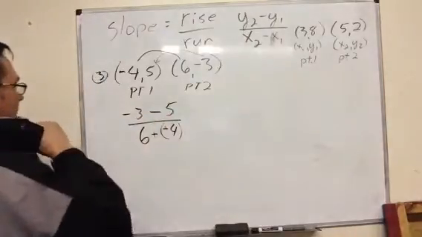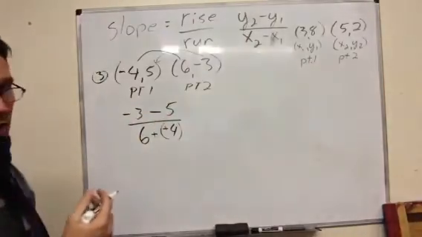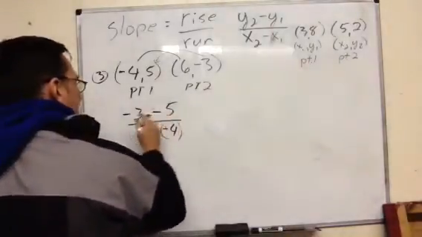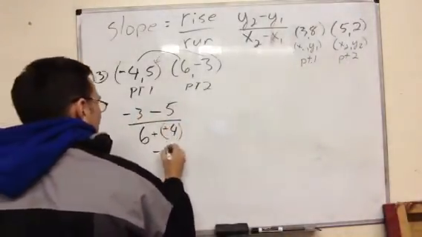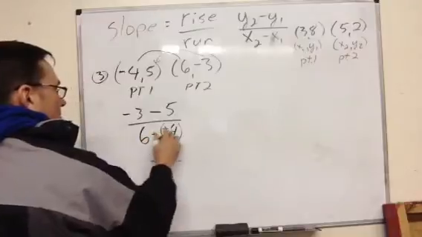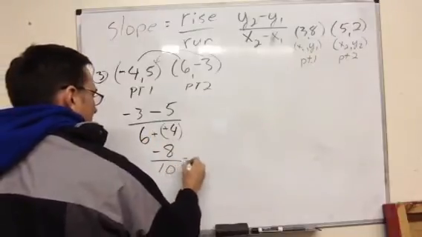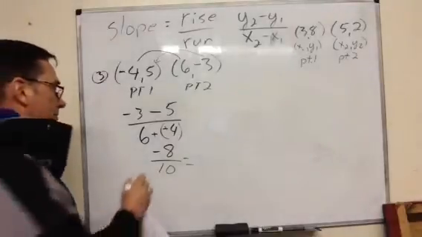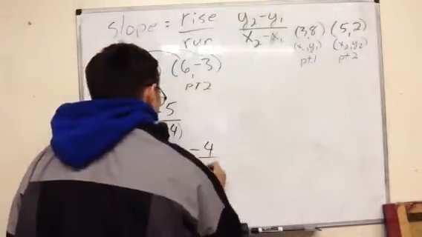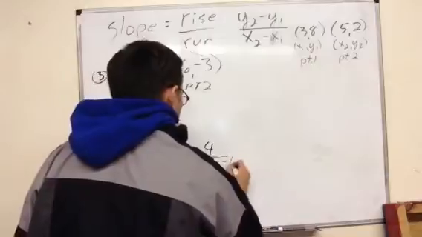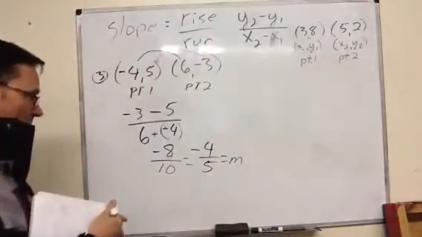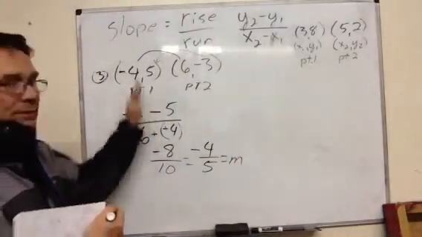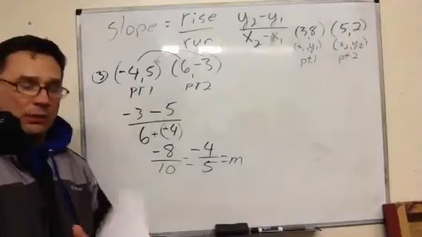Negative 3 minus 5, and whenever you're dealing with negatives, it might be a good idea to use your calculator just to double check. But negative 3 minus 5 is negative 8. 6 plus 4 is 10. And we can reduce this, and we always want to reduce our fractions. It would be negative 4 over 5. And that would be our slope. These negatives are going to be the pitfalls of figuring out your slope.